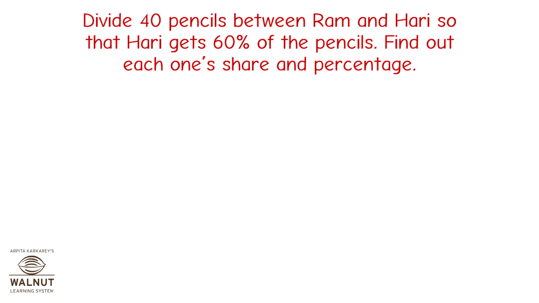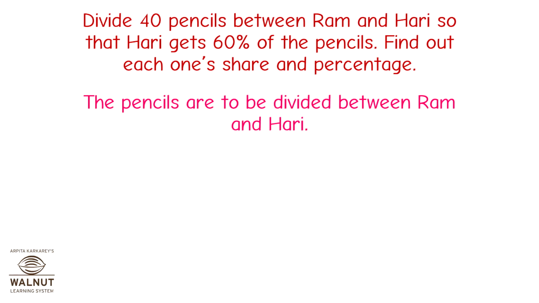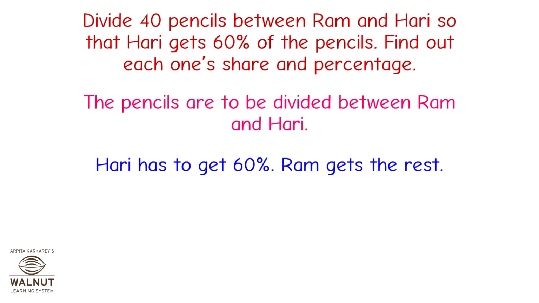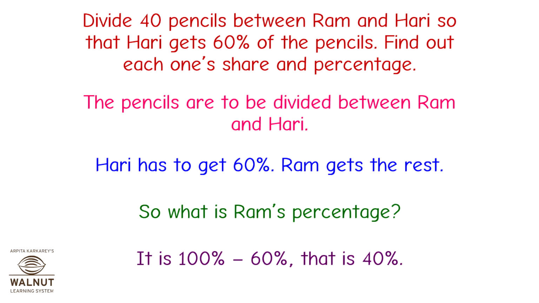Divide 40 pencils between Ram and Hari so that Hari gets 60% of the pencils. Find out each one's share and percentage. The pencils are to be divided between Ram and Hari. Hari has to get 60%. Ram gets the rest. So what is Ram's percentage? It is 100% minus 60%, that is 40%.